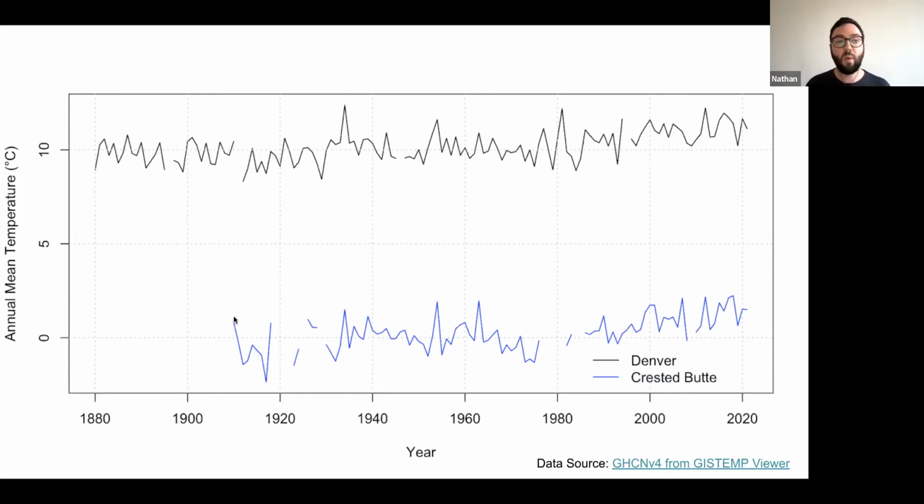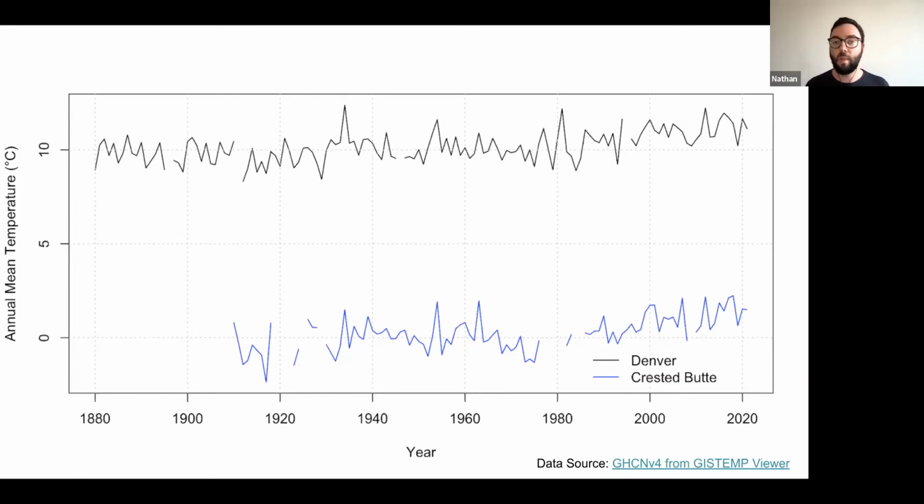But let's say that we wanted to know the temperature in Crested Butte back in 1880, when we start doing our calculation of global mean temperature. Well, right now, Denver is not very useful at calculating the Crested Butte temperature. We see that they're in totally different places on this graph. It really is hard to see how Denver could provide us any information for how the temperature in Crested Butte varies. But this is where temperature anomalies come in.